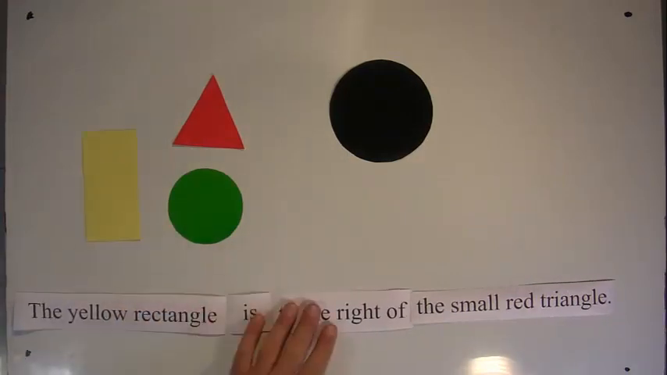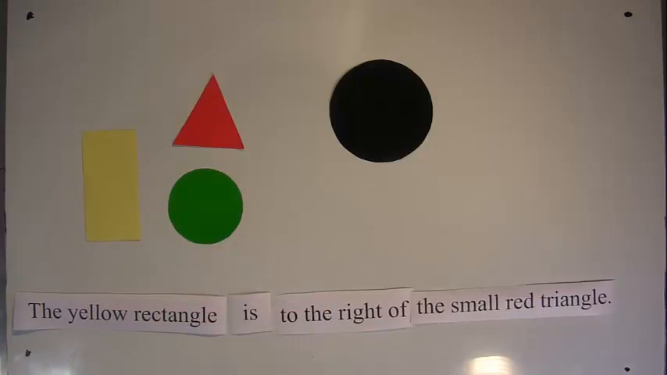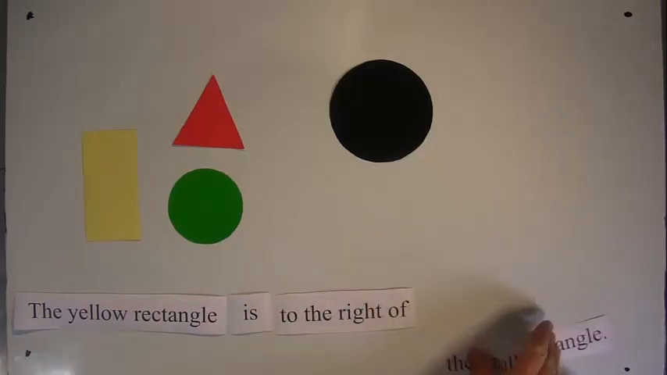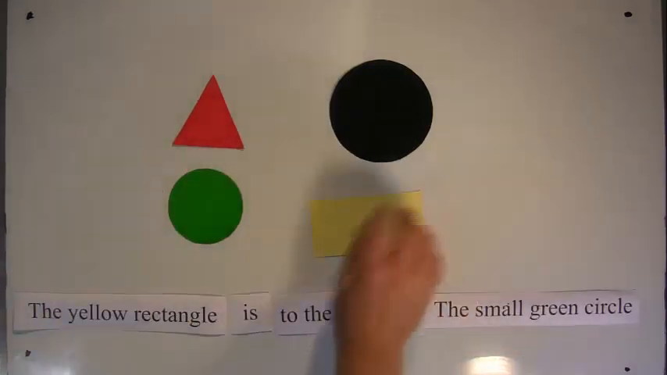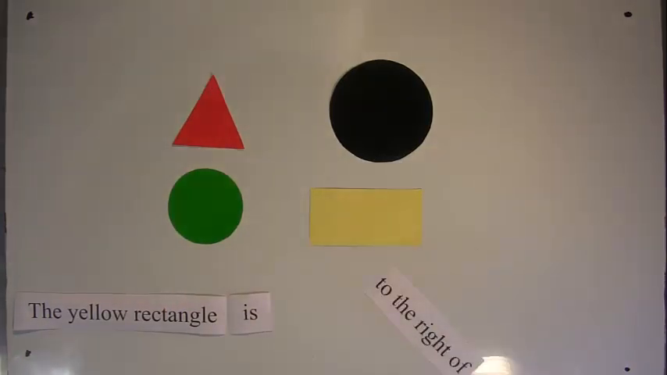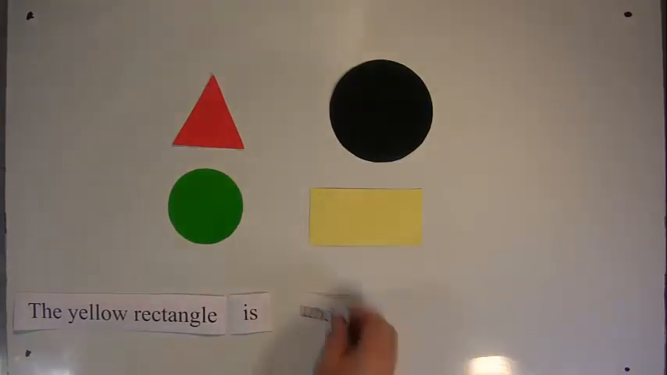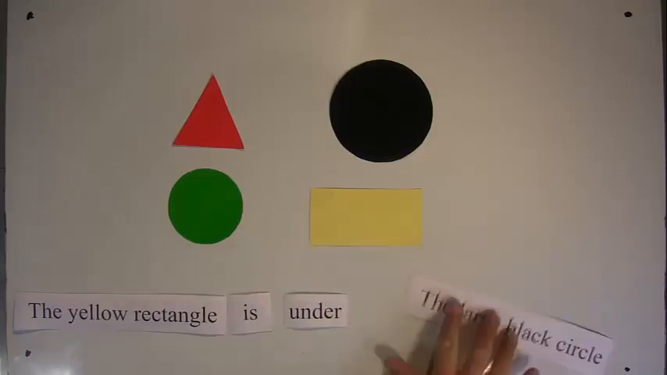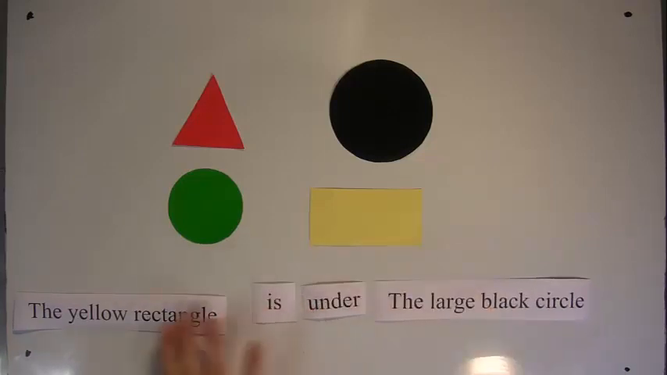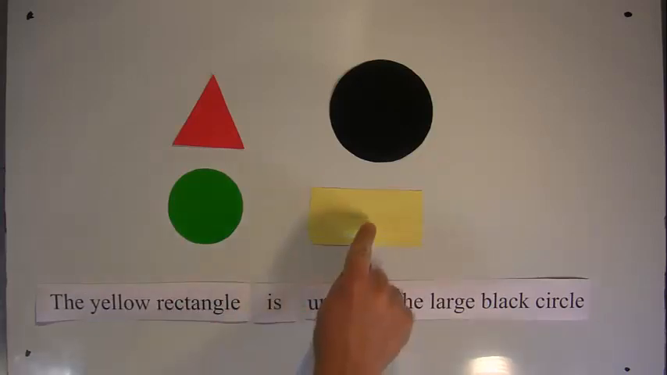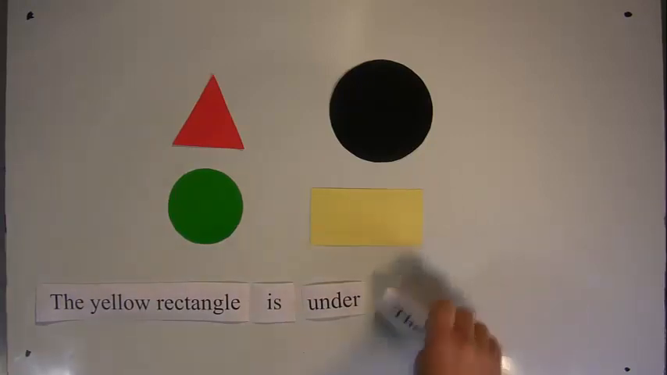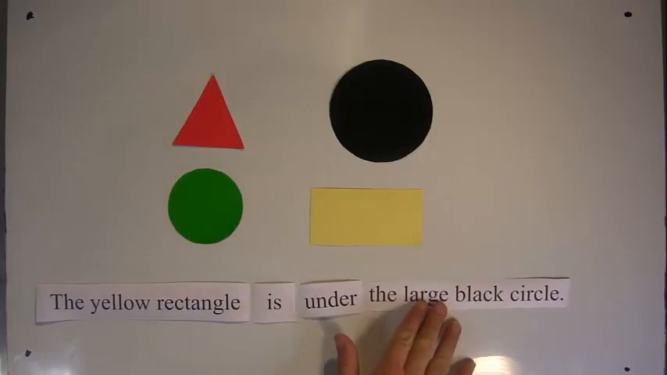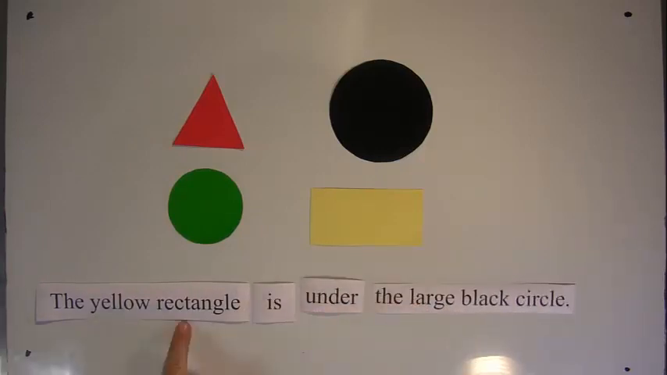So let's see, the yellow rectangle is, now we could say that it is to the right of the small green circle. That would put it here. But instead of saying that, no, let's not say that. Let's say that the yellow rectangle is under the large black circle. Oh, I like that. That sounds good. So here, the yellow rectangle, that's this here, is under the large black circle. So I've got one without a capital letter here. There we go. There, now it's perfect. The yellow rectangle is under the large black circle.